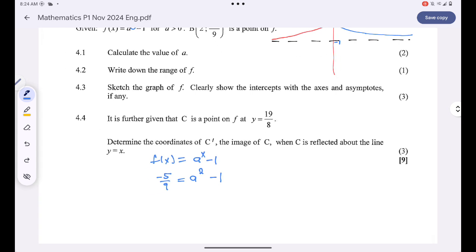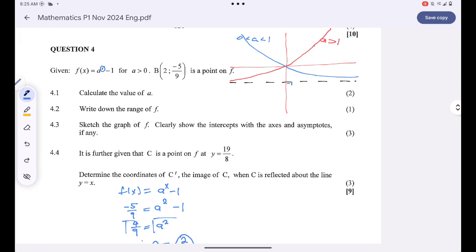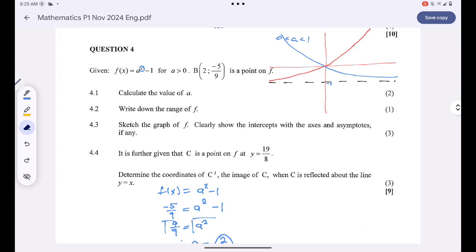All I need to do, guys, is to simply solve for a. If I take 1 to the other side, it will be positive. I'll end up having 1 minus 5 over 9, which gives me 4 over 9 equal to a squared. And then if I take the square root on both sides, I'll find that a is equal to 2 over 3. So a is a number that is between 0 and 1, and hence the blue sketch over there will best represent our graph.